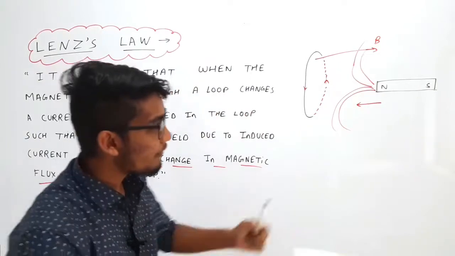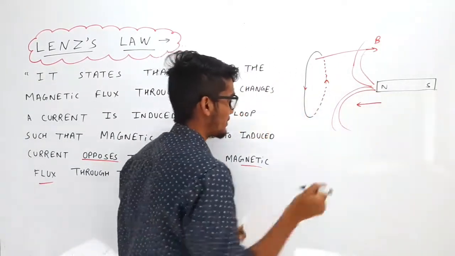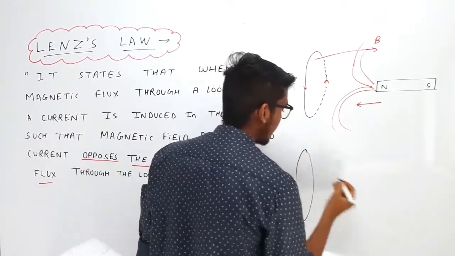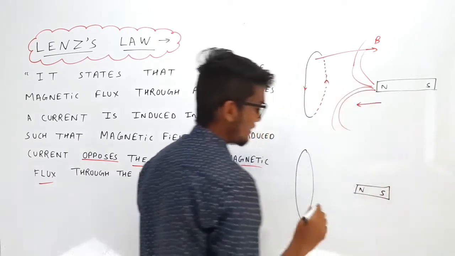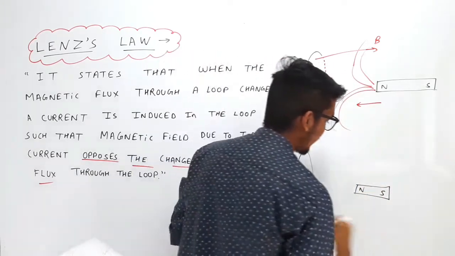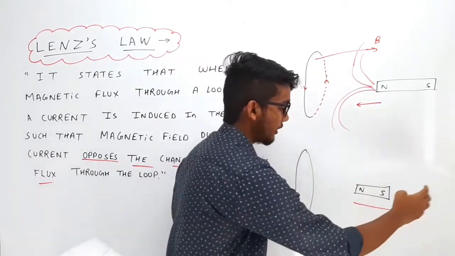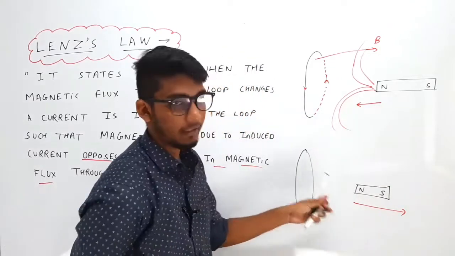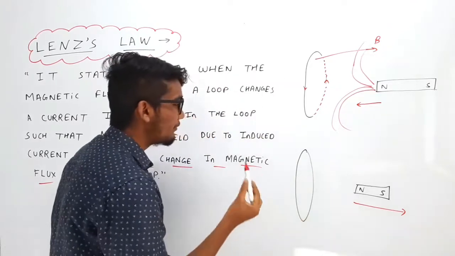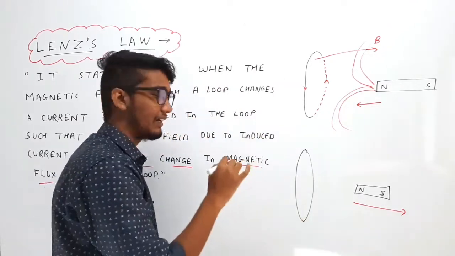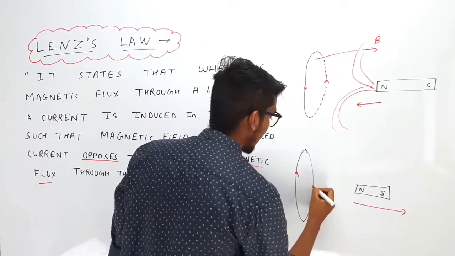What happens if I take this bar magnet away from the coil? If I take the coil and there is a bar magnet, this is my north, this is my south, and I take this away from the coil. Now this is going outwards, so my magnetic flux will decrease. Now my magnetic flux is decreasing, so I want a current which increases my magnetic flux. So my current direction will become like this.